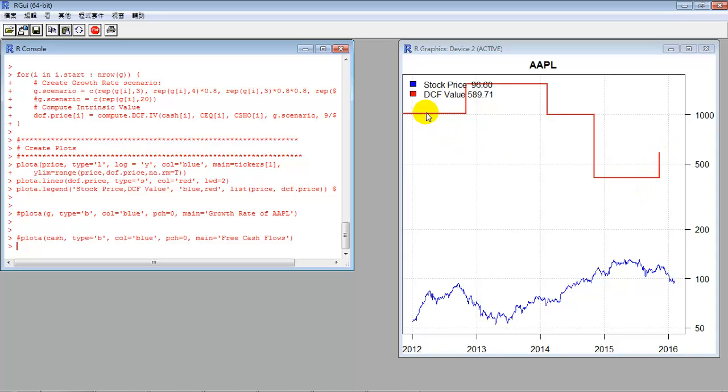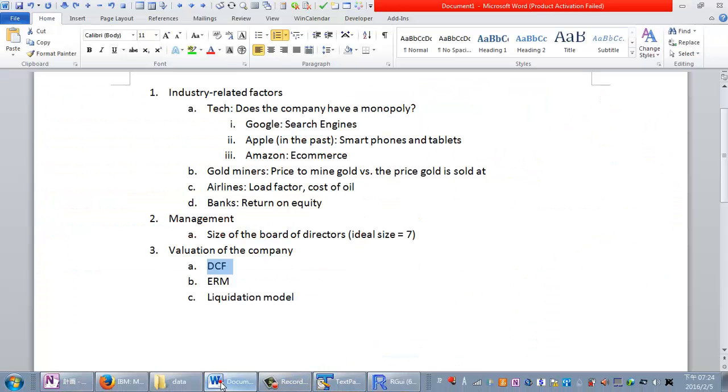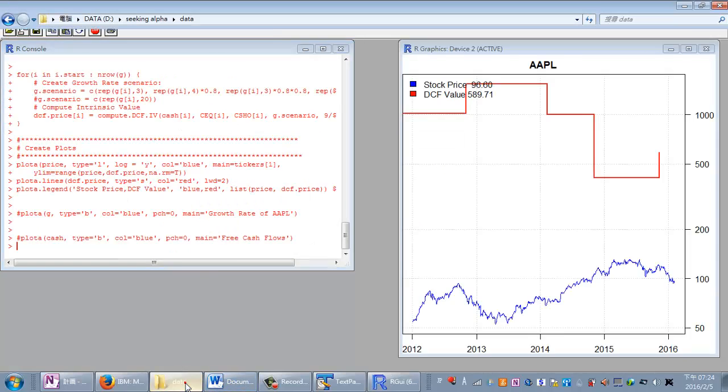But also notice that because it's so different and so far away from the stock itself, maybe it's not a very good model because it doesn't really follow the stock. Therefore, it doesn't really predict the stock, and it's probably not so useful in this case. So I would skip this model and go to the next one, the excess returns model.